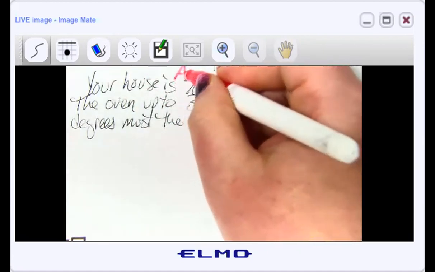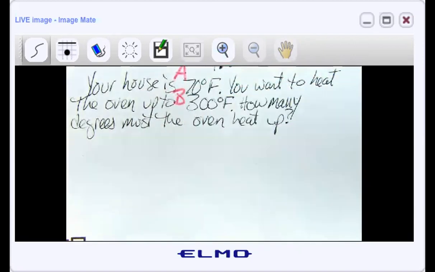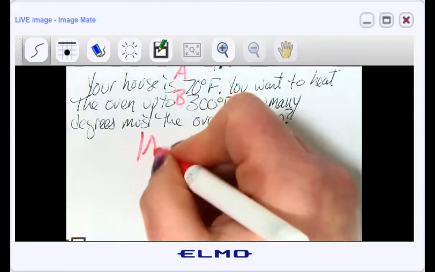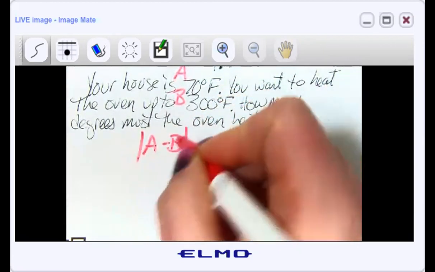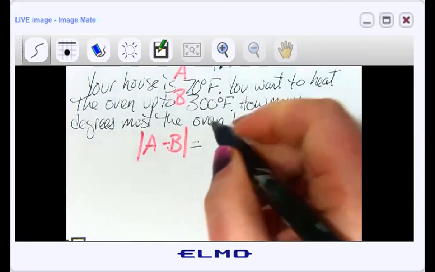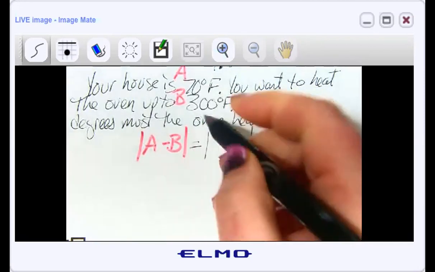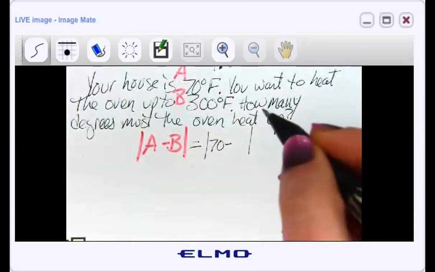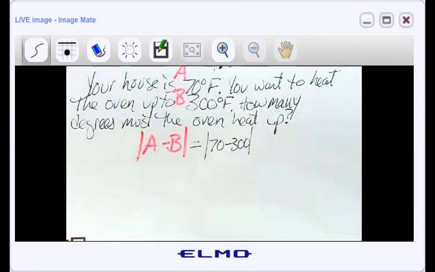Here's my first point, I'll call it A. Here's my second point, I'm going to call it B. And all I have to do to find these distances is subtract the two values and take the absolute value. That's it. I'm doing the same thing I did on the number line. And this is a word problem. Weird, right? But it all works the exact same way. So if I just go ahead and set up my absolute value bars, take my first point, which is 70, minus my next point is 300. Again, it doesn't matter who you call the first point, who you call the second.